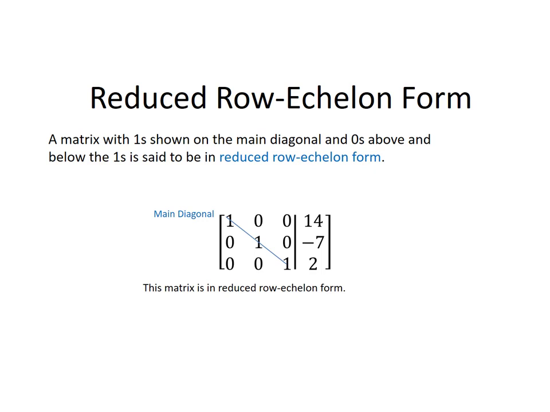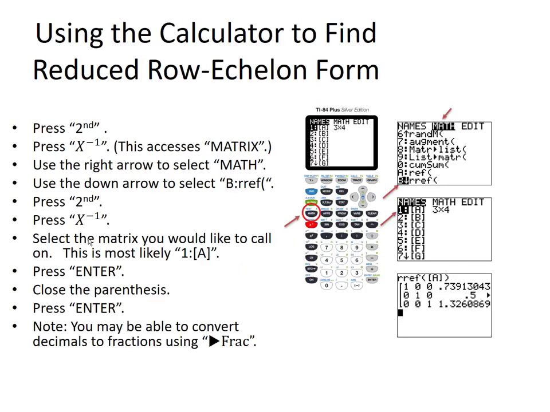The first row is 1, 0, 0, 14. Second row is 0, 1, 0, negative 7. Third row is 0, 0, 1, 2. So in the first row, first column, second row, second column, third row, third column, those are ones. Everywhere above and below those in those columns is 0. Now this is a special form, helps us solve systems, and that's why we're concerned with it.